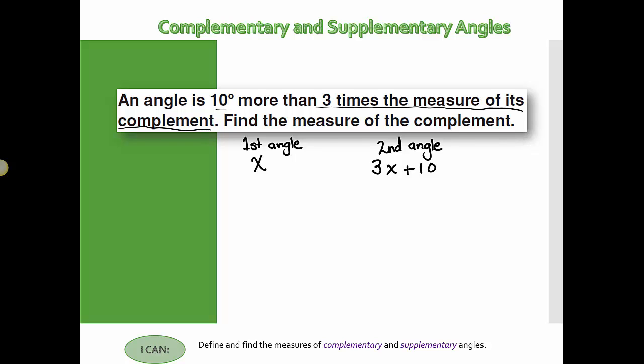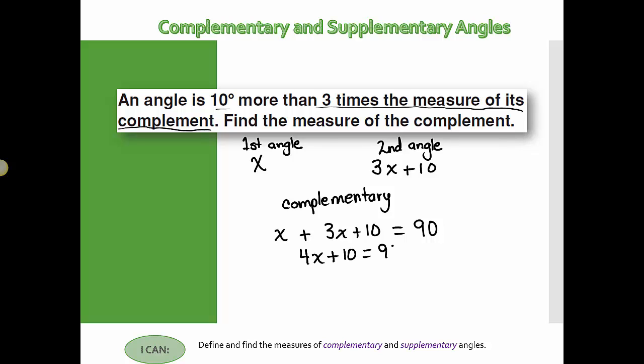Now the other piece of information that we do know is that these angles are complementary, which means that they sum to 90 degrees. So we can write an equation and find the measure of both angles or just the complement. My equation would be x, the first angle, plus 3x plus 10, the second angle, has to add to 90 degrees. So we end up with 4x plus 10 is equal to 90. Subtract 10 from both sides, and we get 4x is equal to 80. Divide both sides by 4, and we get x is equal to 20.